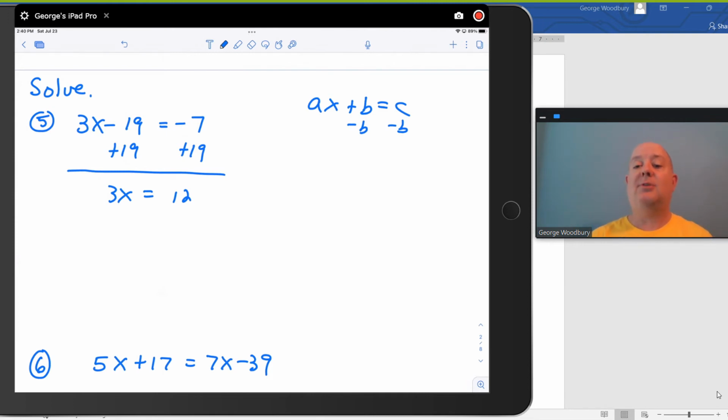I've got a number times x equals another number. I can solve this by dividing. Here I'm going to divide both sides by 3, and I'm left with x is equal to 4.